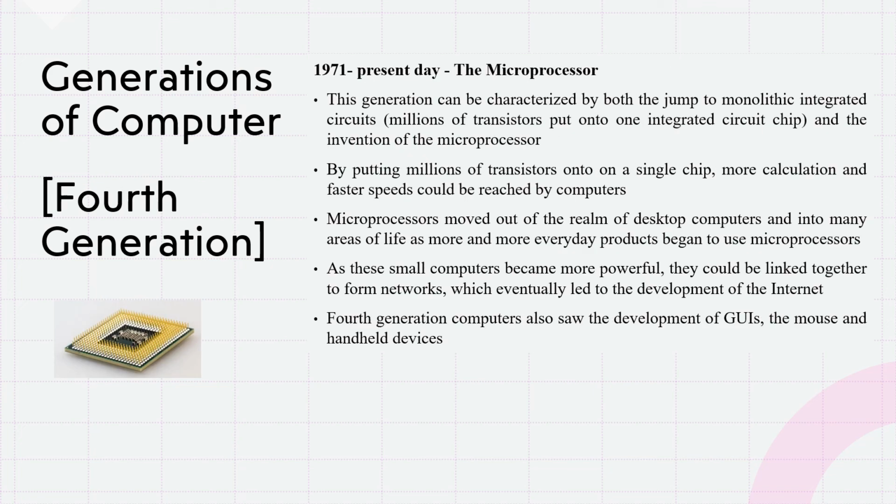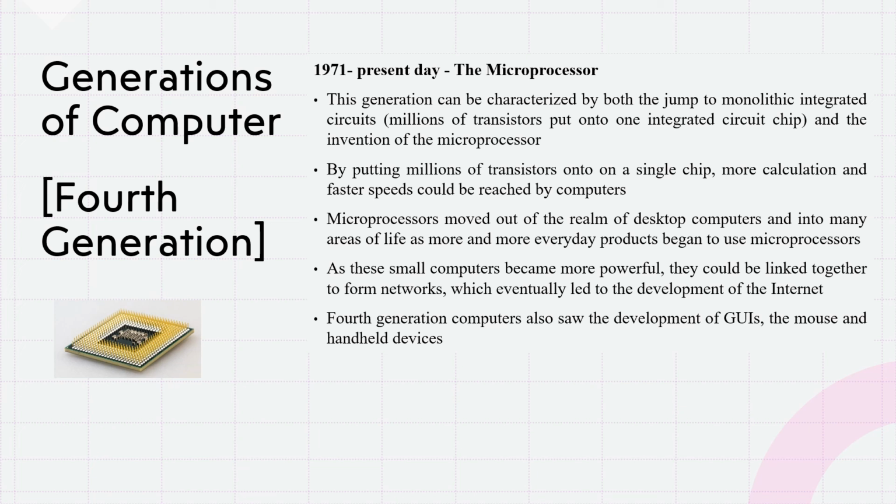Coming to the fourth generation, which according to our perspective is from 1971 till the present day, which also contains the era of the microprocessor. This generation can be categorized by both the jump to monolithic integrated circuits, meaning millions of transistors put into one integrated circuit chip, and the invention of the microprocessor. By putting millions of transistors onto a single chip, more calculation and faster speed could be reached by computers. Microprocessors moved out of the realm of desktop computers and into many areas of life as more and more everyday products began to use microprocessors.